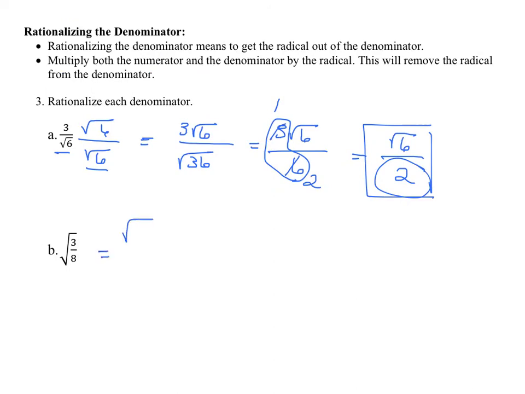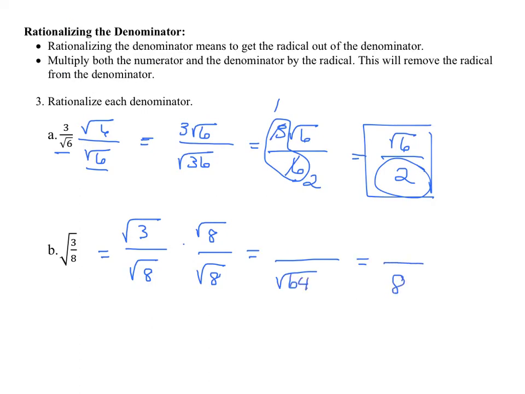First, we're going to break this up. And then we're going to multiply the top and the bottom by the square root of 8. Square root of 8 times the square root of 8 is the square root of 64, and that'll just be 8. At this point, you probably will say, well, the square root of 8 times the square root of 8 is just 8, and you can bypass that middle step. That's fine. Square root of 3 times 8 is the square root of 24.